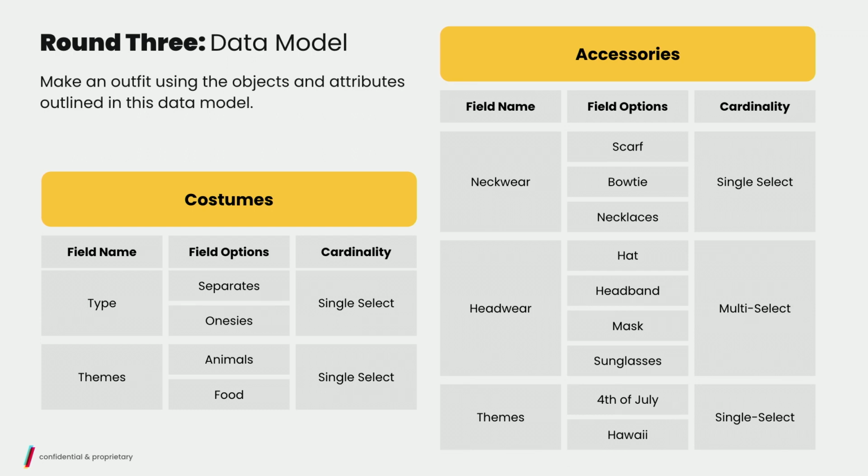So for our costume, the shark is a onesie. It is also a food and an animal, double points. For our neckwear, we have a scarf. It is red, so it goes with the theme. Also, the shark is blue, so that's pretty thematic. The lobster is red, pretty thematic. She only has on a scarf. It was single select, so very good.